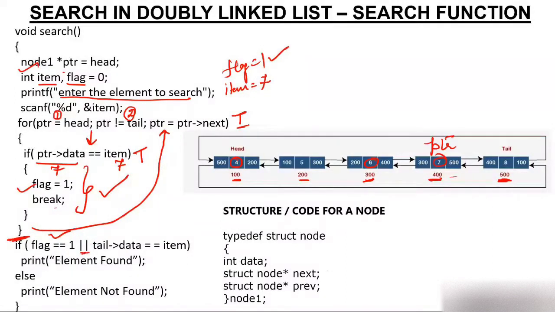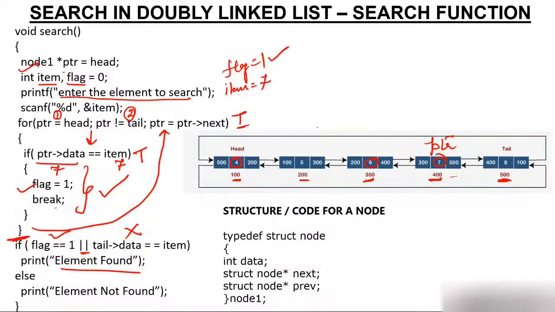So what is this OR gate? If one leg of the OR is true, I'll not check the other. Why? Because if in an OR gate one condition is true, what is the use of checking the second condition? So the moment one condition becomes true, I'll simply print element found, which is very correct. 7 is there, which is very correct.